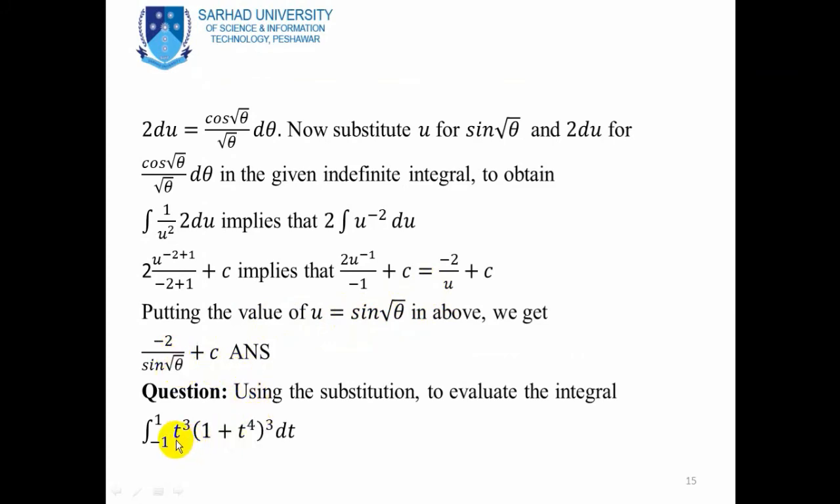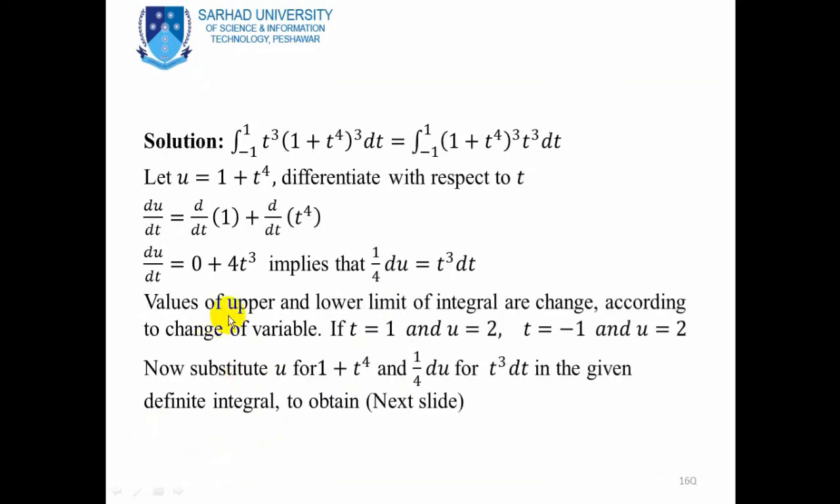Now another problem: this is a definite integral, the integration from minus 1 to 1 of t cubed into 1 plus t power 4, whole cubed, with respect to t. In this problem we suppose 1 plus t power 4 is equal to u, and after differentiating with respect to t, we obtain the other part of the function: t cubed dt is equal to 1 over 4 du. The upper and lower limits of the integral change according to the change of variable. If we put t equal to 1, u is equal to 2; when t is equal to minus 1, u will also be equal to 2.